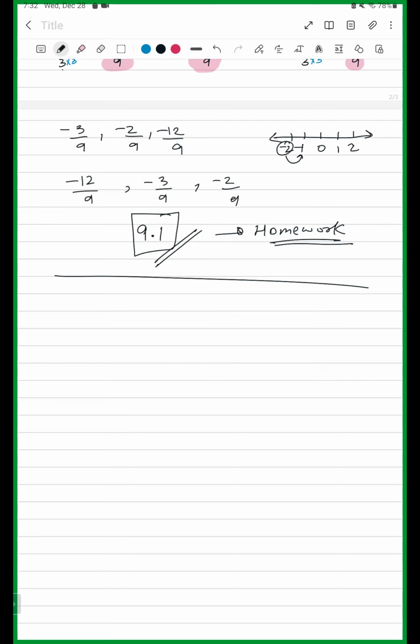Okay, but in the first question, it's minus 5 by 7 and 2 by 3. So obviously, 2 by 3 will be greater. Yes, yes. Very good. That is very smart thinking, Hiba. Very good. Okay. Understood? Yeah.